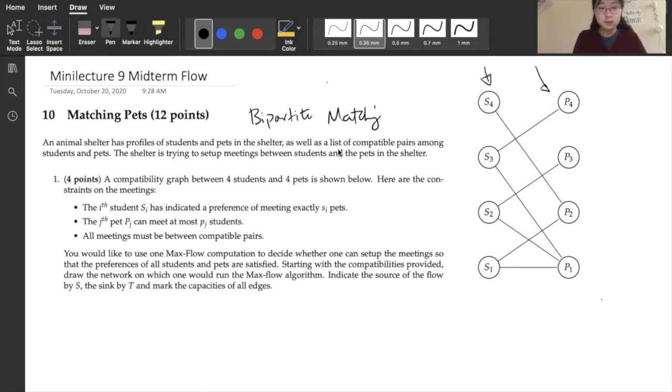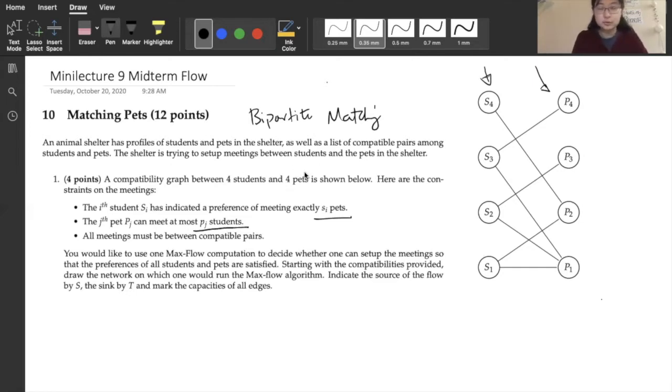Regardless, we see that this is very similar to bipartite matching, but there are a few modifications. First of all, we have these new constraints about how many pets and how many students each pet and student wants to meet, respectively. This is new because previously we always assumed them to be one. We just wanted to pair up every human on the left side with a human on the right side. But now we're no longer satisfied with just one-to-one pairing. We want to pair n to 1 or 1 to n.